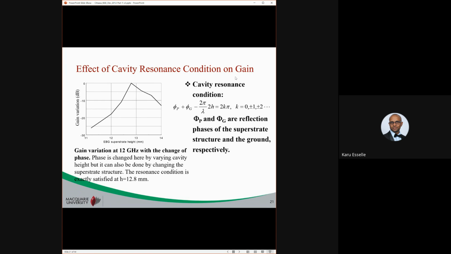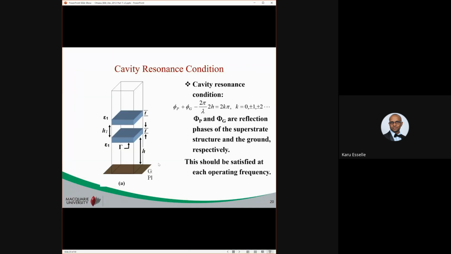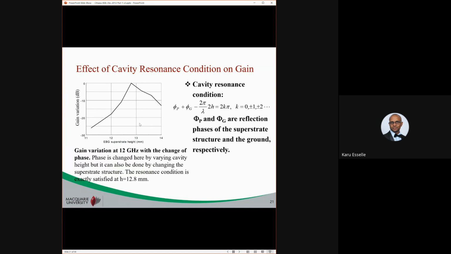Effect of cavity resonance condition on gain. So we have already seen this. This is actually the gain variation of a resonant cavity antenna. Here we are not changing the frequency, but changing the superstructure height, that h, because h is in this equation, right? Only for one value of h is the condition satisfied. For other values of h, this condition is not strictly satisfied.